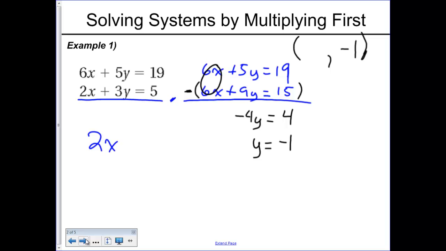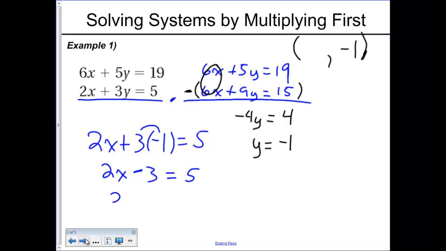So 2x plus 3, and in place of y, we're going to substitute the negative 1, and then calculate the value of x. So 2x is going to be subtracting 3, because 3 times negative 1 is negative 3, so minus 3 instead of plus negative is equal to 5. Move the 3 over, add 3 to both sides, you get 8. X then would equal 4. So the other half of your solution is 4. So the solution to our system is 4, negative 1.